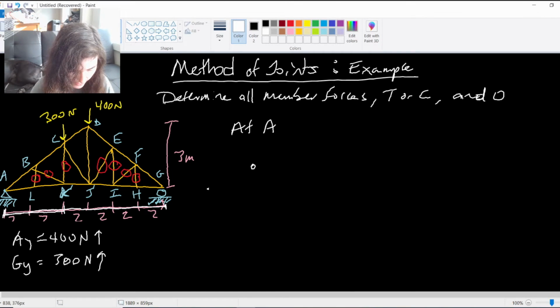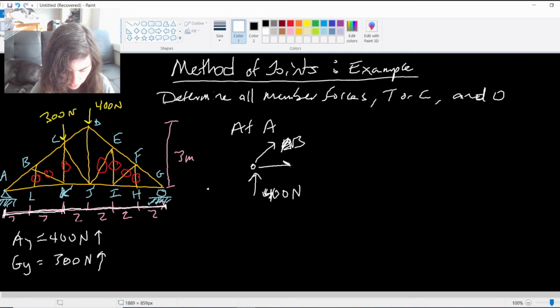So at joint A, I have that 400 Newton force acting upward towards the joint. Acting upwards. And then I have the force towards AB. That's an AB, it's a little sloppy. And then the member force in AL. So two unknowns, two equations. Should be able to solve this with my force equilibrium equations.